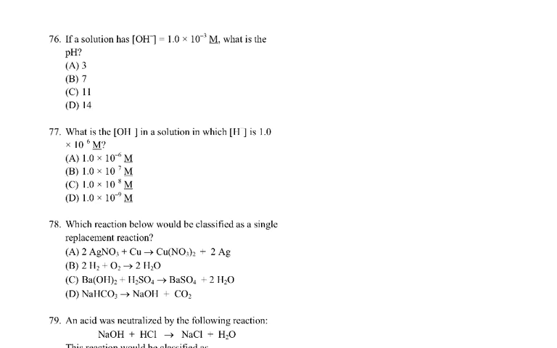76. A solution has an OH minus of 10 to the minus 3. So what's the pH? Well, 10 to the minus 3, so we know that the pOH is 3, and we know that pH plus pOH adds up to 14. So the pH is 14 minus 3. It's 11. And that makes sense because this has got a lot of OHs, so it's going to be basic. So the pH is 11.